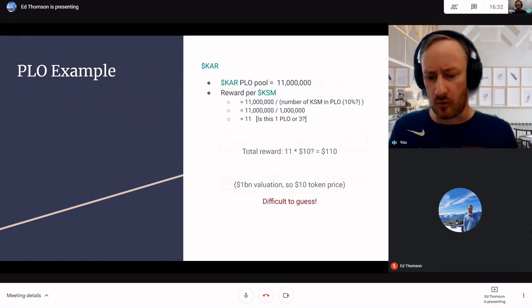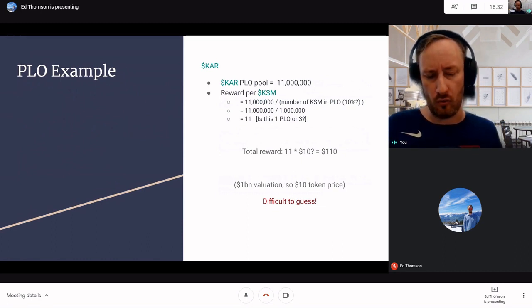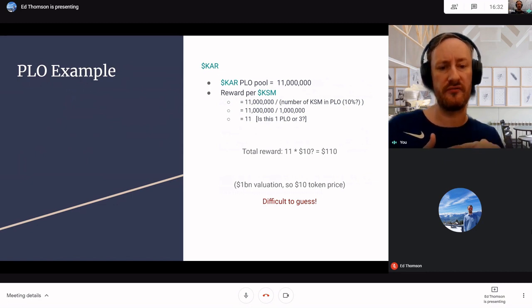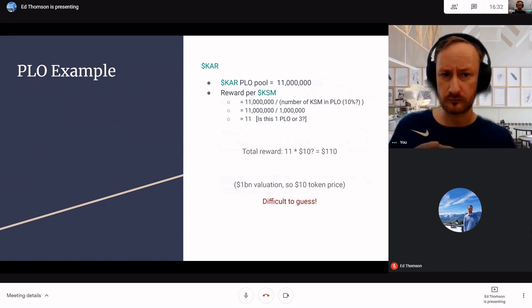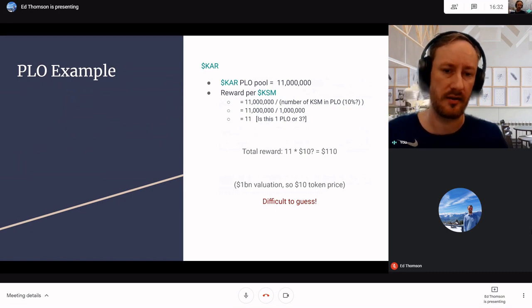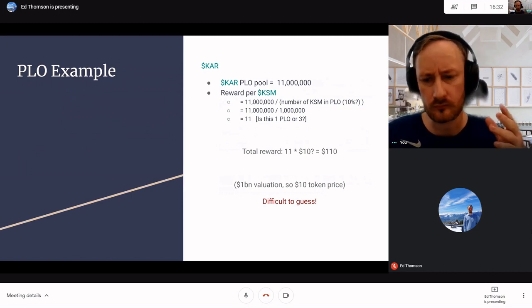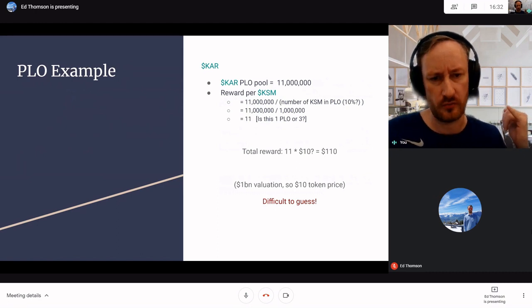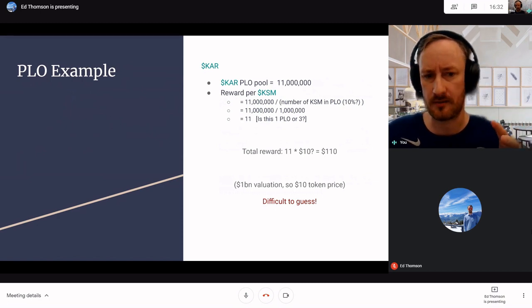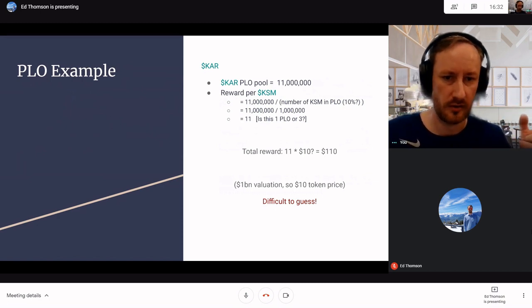So an example, let's walk through the Karura PLO. The total number of Karura tokens available is 11 million. This is something that's available on the Acala website. If not, you can always ask in the Discord. So what do we do? We take 11 million, that's the top line of the equation that I showed you earlier, and then you divide it by the total number of KSM that's chasing that reward.